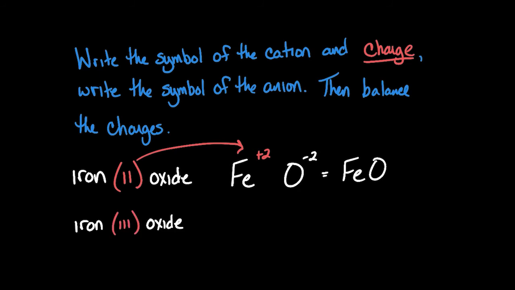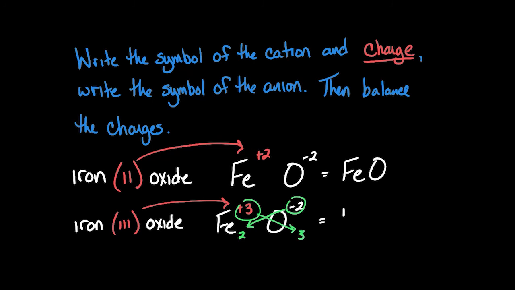In our second example, let's look at iron 3 oxide. So in this case, iron, Fe, has a +3 charge, specified by the Roman numeral. Oxide is oxygen with a -2 charge. Since these charges don't cancel each other out, I need to use subscripts to balance them, and I can still use the crisscross method to do this. So my chemical formula is Fe2O3.